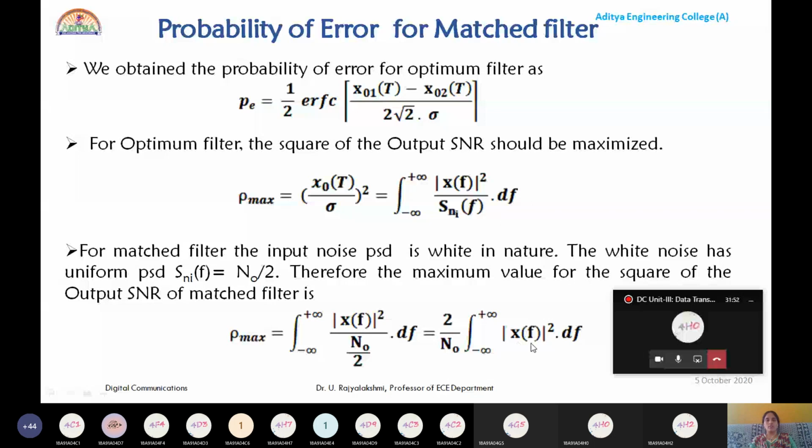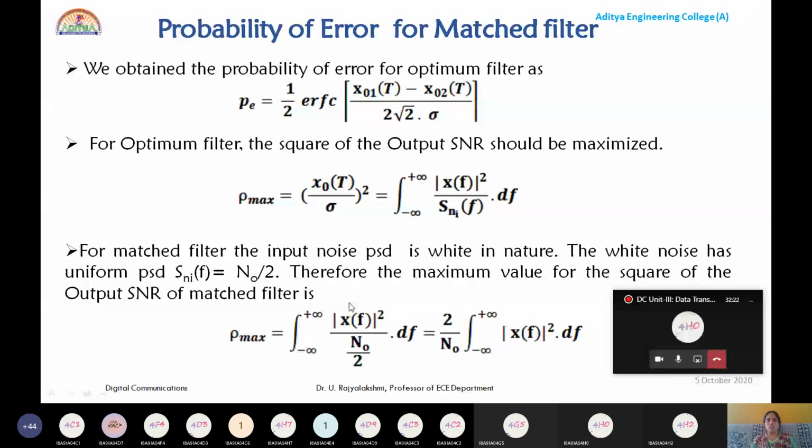What is X(f)? X(f) is the Fourier transform of the input signal x(t). So the magnitude square integrated with df will be our rho max. So 2 by n0 integral from minus infinity to plus infinity of mod X(f) square df.